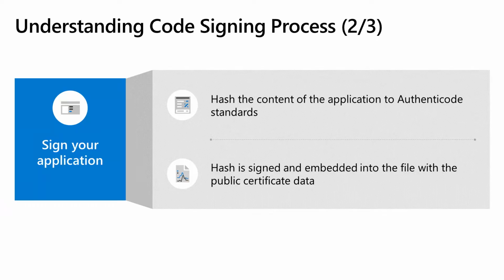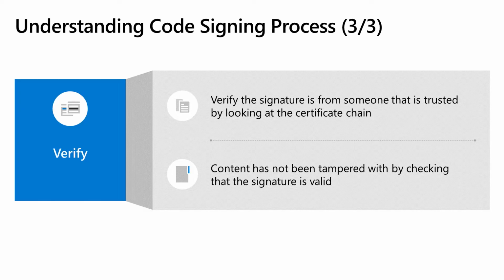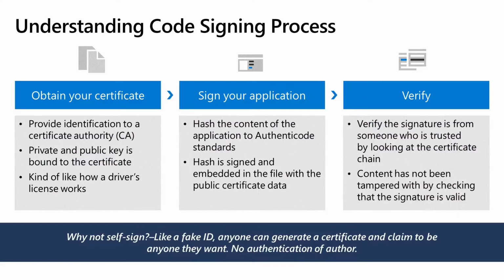The next step is to sign your application. Take the contents of your application and rehash it according to the Windows Authenticode standards. These hashes are then signed with the keys from the previous step and then embedded into the files with the public certificate data. The last step is to verify. Now, the OS will check that the application is signed by somebody it knows by checking the certificate chain. It's also the time when the OS checks that the application has not been tampered with, because it checks that the signature is still valid. So there you go. You've gone through the code signing process.